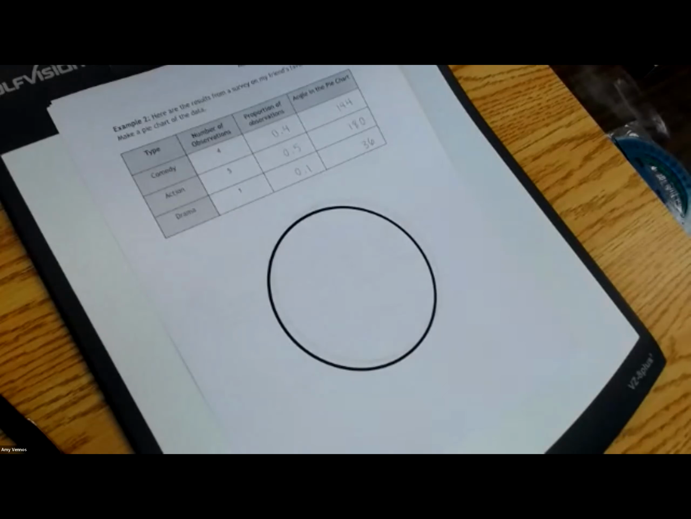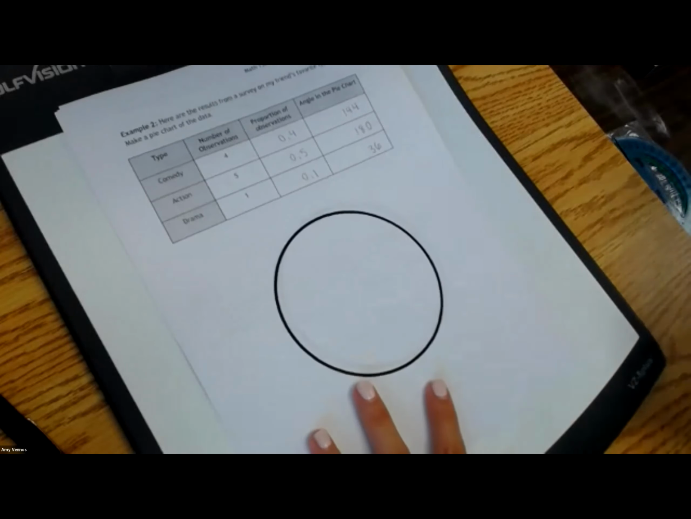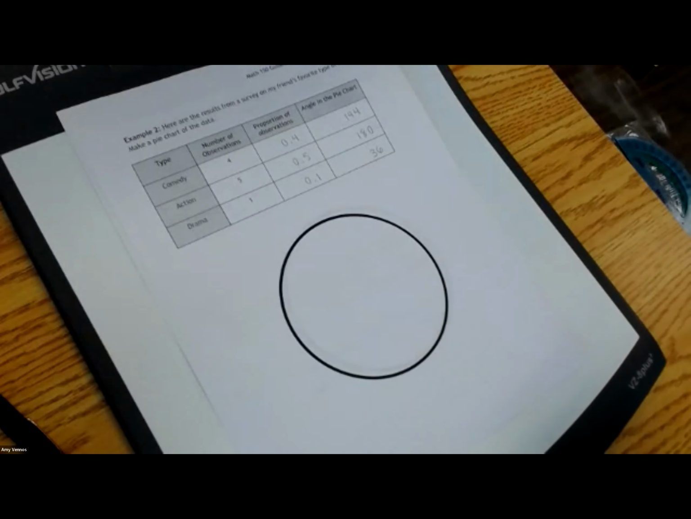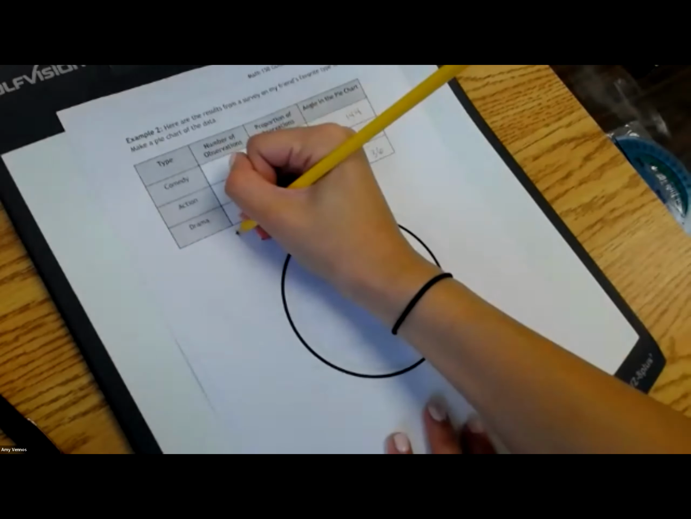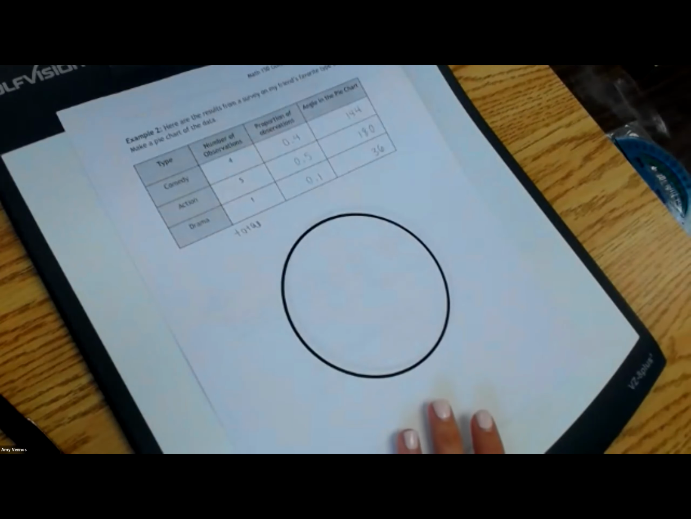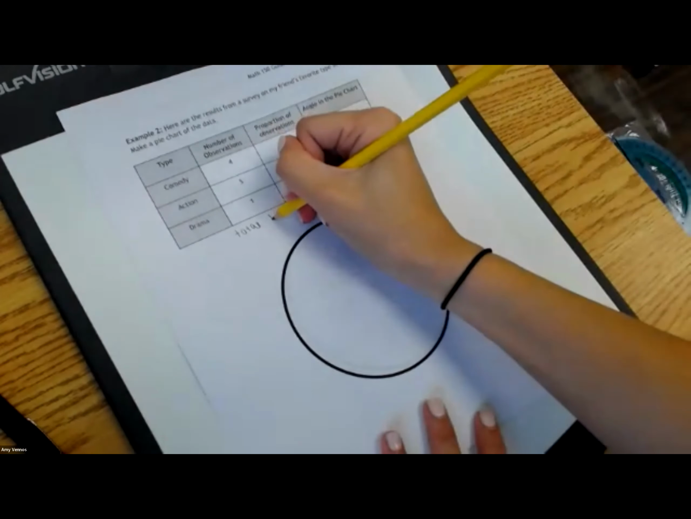All right, I'm seeing some good answers up. If you're still working, that's totally fine. I actually wrote out the chart as I was walking around. I think everyone filled out the chart pretty well. Just to go over it though, how did I find the total number of observations? Yeah, add all the number of observations together and that gave me 10, right?